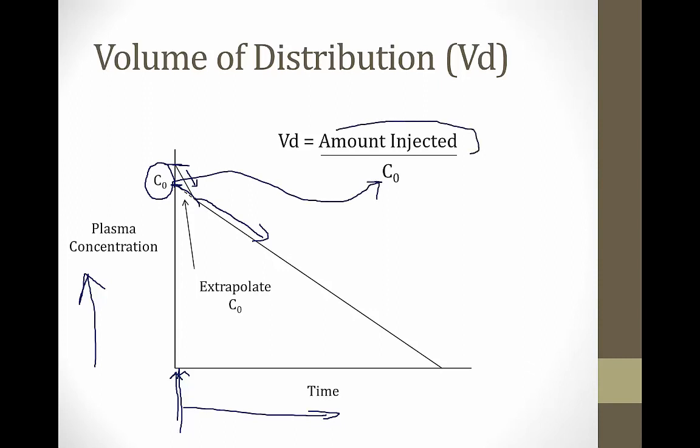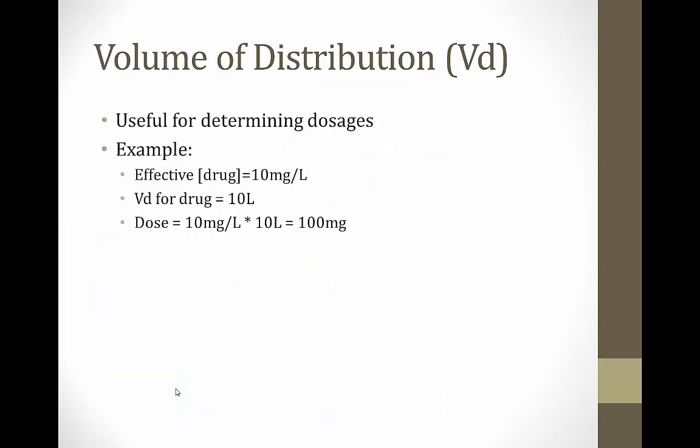Then on top we put the amount injected. And this is the way we can clinically measure the volume of distribution, taking into account the fact that the drug concentration is changing as it's being eliminated from the body. The reason the volume of distribution is such an important concept is because it's very useful for determining dosages.